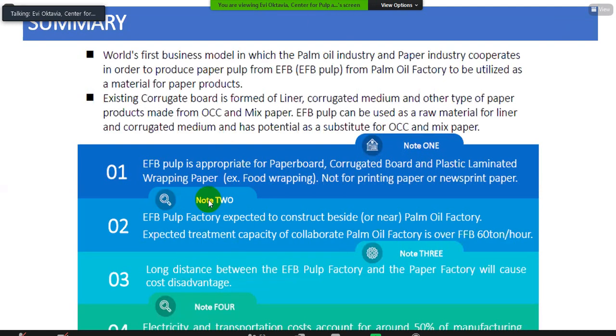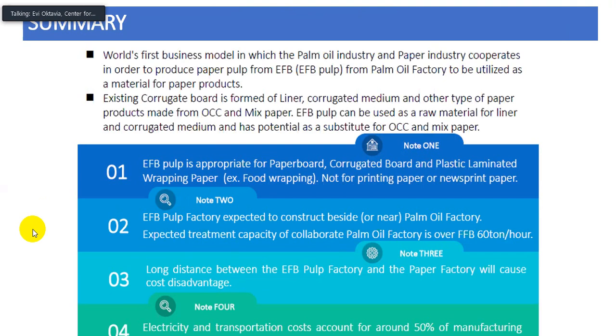And EFB pulp is appropriate for paperboard, corrugated board, and plastic laminated wrapping paper, not for printing paper or newsprint. An EFB pulp factory is expected to be constructed near the palm oil factory. Expected treatment capacity of the collaborating palm oil factory is over 60 tons of EFB per hour. And a long distance between the EFB pulp factory and the paper factory will be a cost disadvantage. Electricity and transportation costs account for around 50% of manufacturing cost. Profit improvement can be expected by reducing this cost.